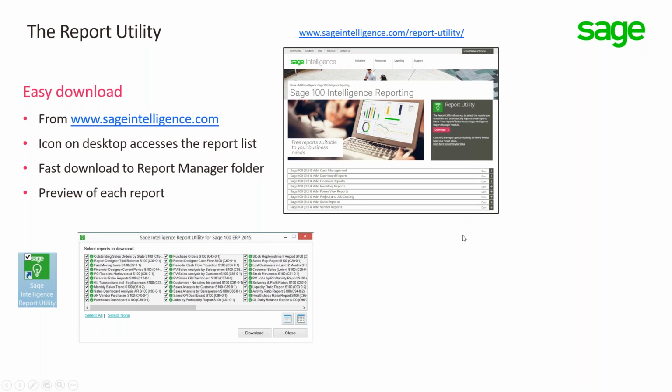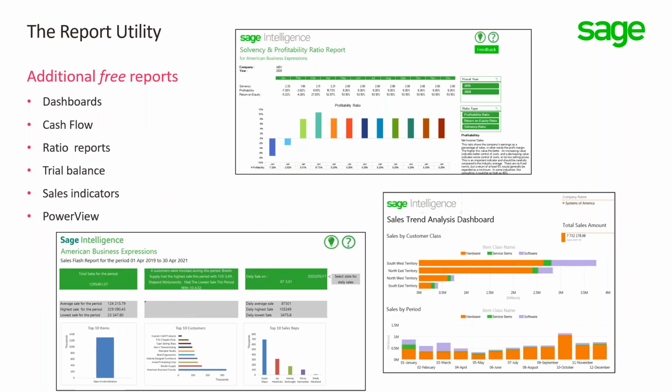Now, you can also go straight to our website, sageintelligence.com, go to, I think it's clicking on resources. I can show you a little bit later in the presentation, but click on resources and then go to additional reports. Here's where you can download the utility, which is this icon, or you can go to individual sections where you can download the report. There's a preview of each report to help you decide which one you'd like to download. And here's just a short list of types of reports: cash flow, ratio reports, trial balance, etc.